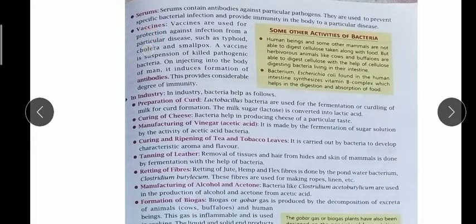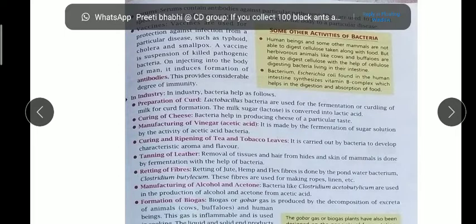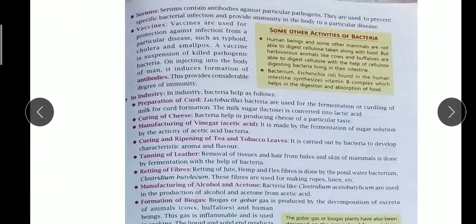Now vaccines. Vaccines are also used for the production. From bacteria, scientists can obtain a vaccine, like typhoid, cholera, smallpox. What is a vaccine? Underline this definition. A vaccine is a suspension of killed pathogenic bacteria, and when it is injected into our body, it induces antibodies, and these antibodies stop the action of the antigen.